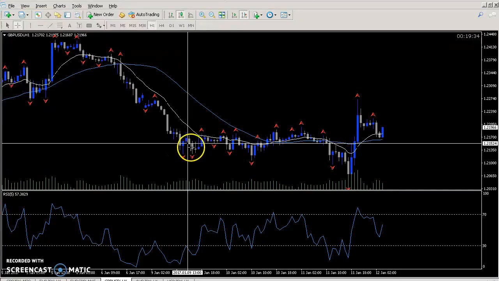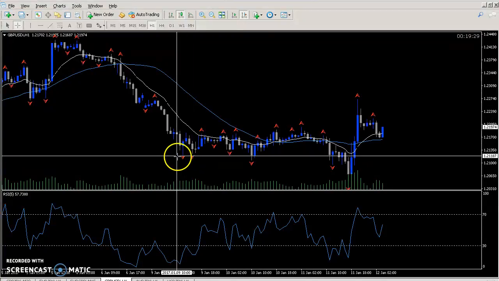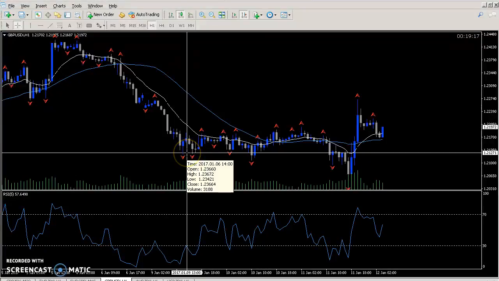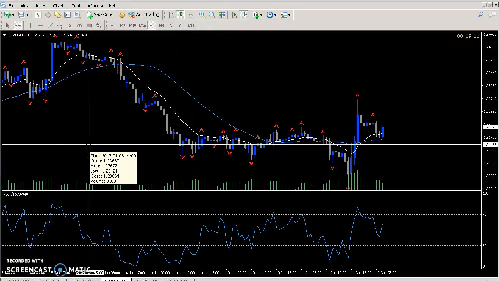Now, fractals. Fractals were created by a guy named Bill Williams. What people don't understand or show is that fractals basically show you the demand and resistance zones on the chart. It shows levels of the chart where things bounce off of each other and where the market is bouncing to and from. And this is how you would trade trends.